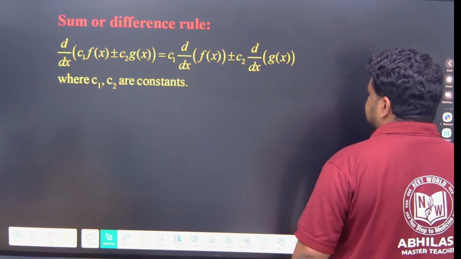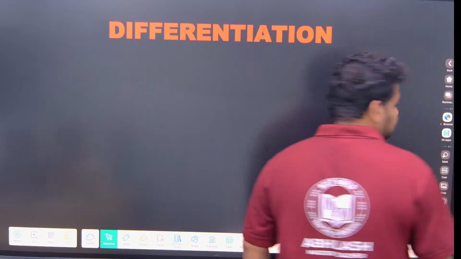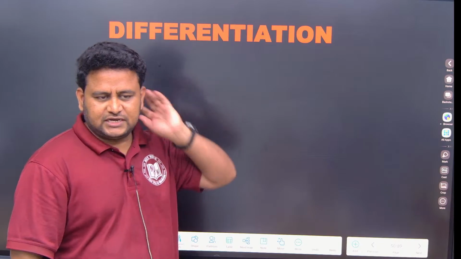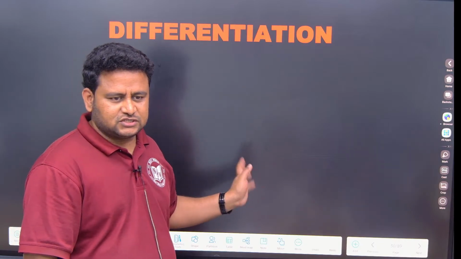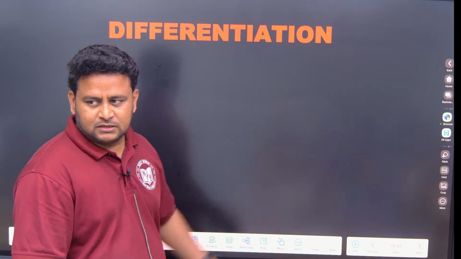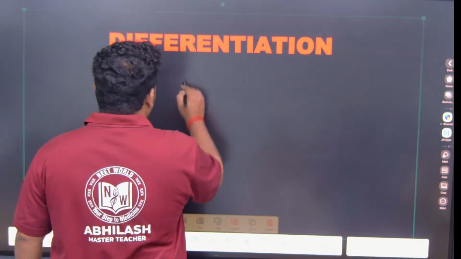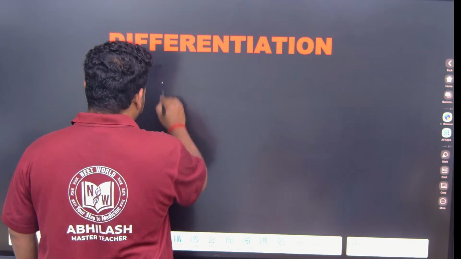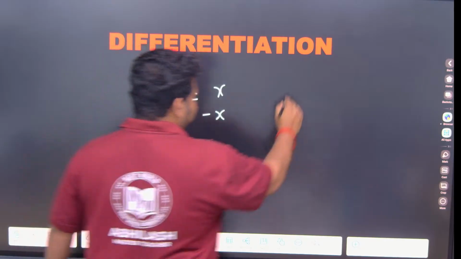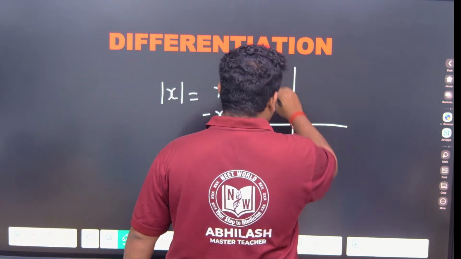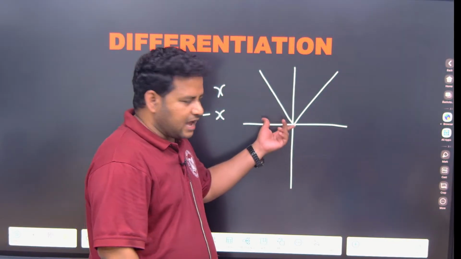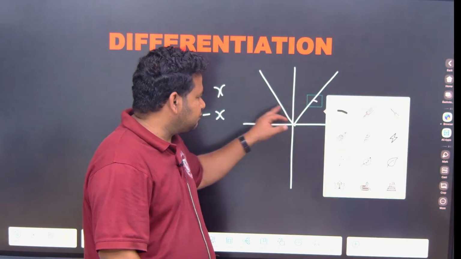So differentiation means what? I told you, if the function is continuous, then you can differentiate, but not all continuous functions are differentiable. Suppose I say mod x, which will have plus x and also minus x. If I draw a graph for mod x, one branch will be like this, another like this. That means this will have how many tangents? 2 tangents. Here one tangent, here also one tangent.